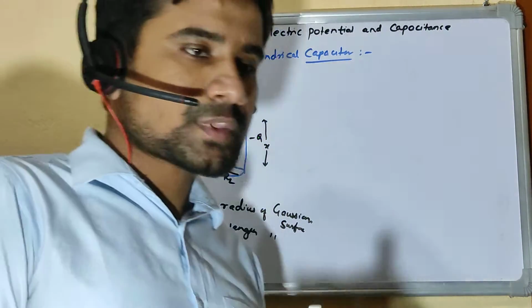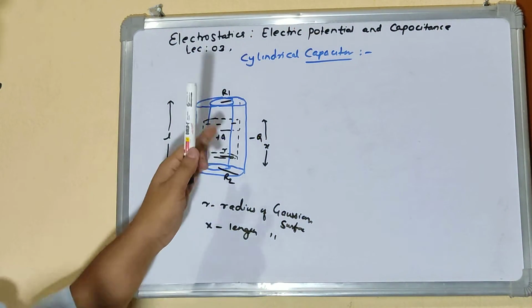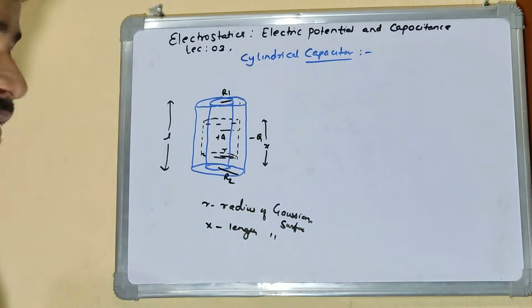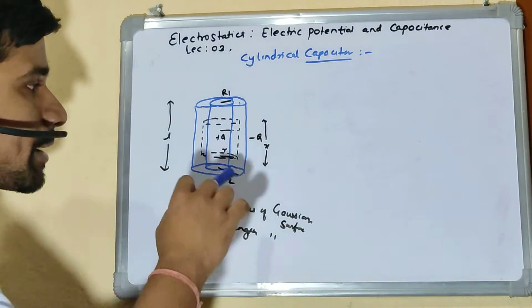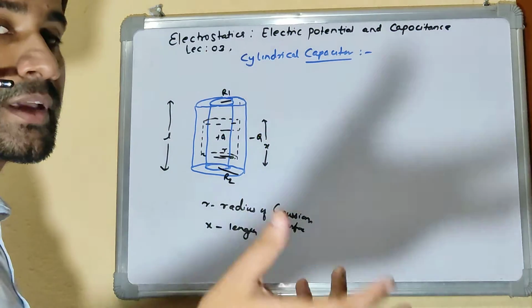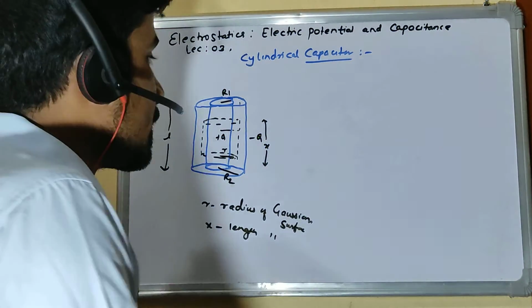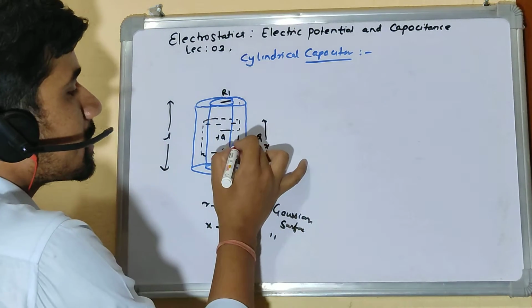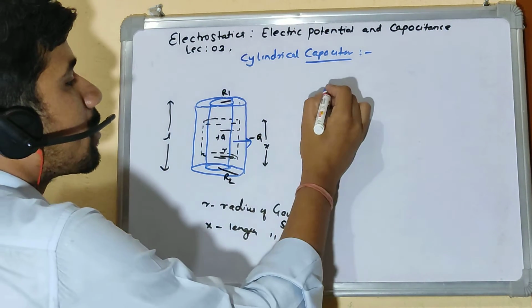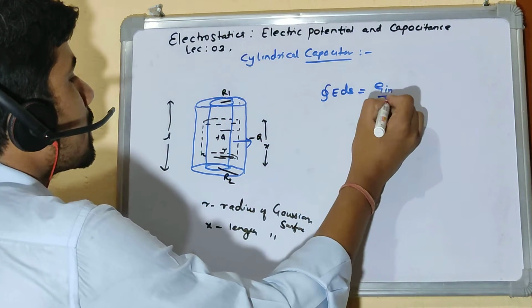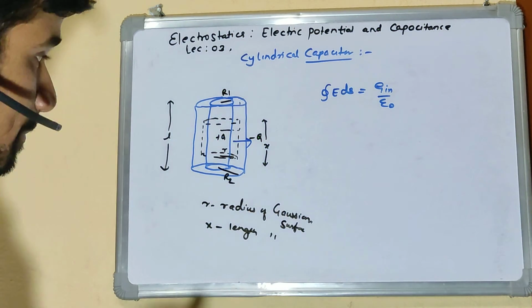Now we need to find the electric field in the gap between the inner and outer cylinders, because this is forming a capacitor, right? So we need to find the electric field in between. If I apply Gauss law here, the electric field direction will be radially outwards, right? Gauss law says the integral of E dS is the charge enclosed by epsilon naught. This is what Gauss law is all about, right?